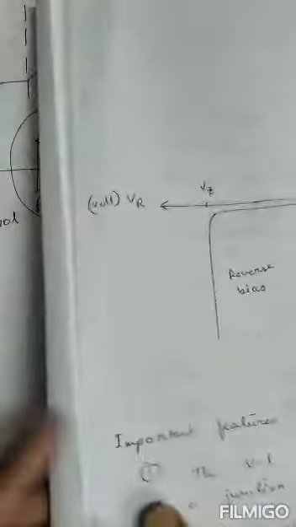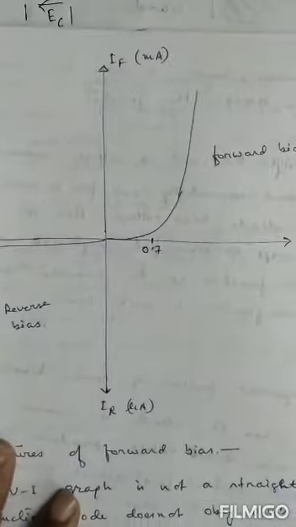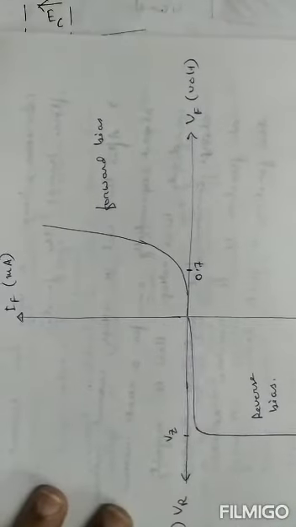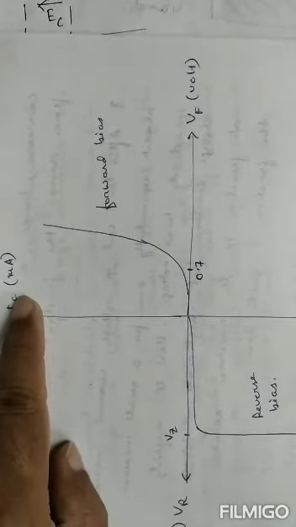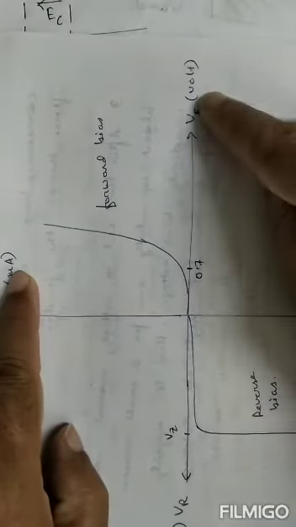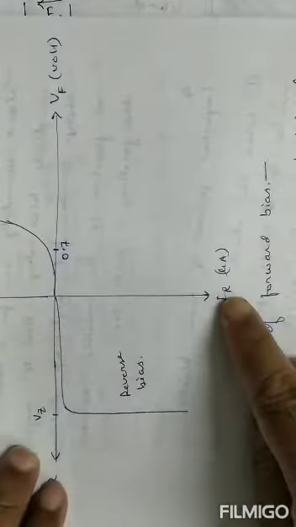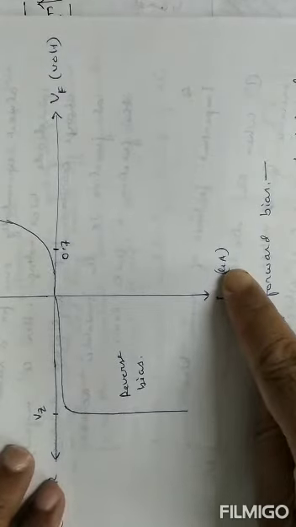Now if we draw the graph, the graph will be like this. So this is the forward bias current, milliampere, this is the forward voltage. This is the reverse bias current of the order of microampere, and this is the reverse bias voltage.